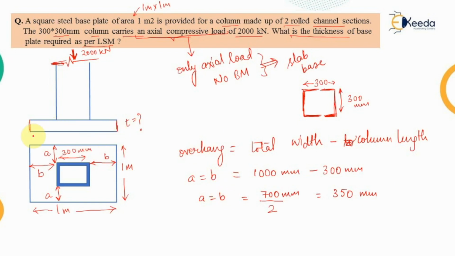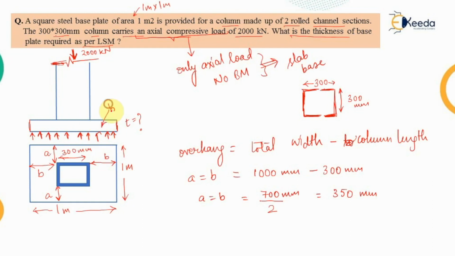Now after calculating the overhang, we need to find out the bearing pressure intensity which is acting on the bottom of the slab base, coming from the concrete pedestal which is lying below this slab base plate.